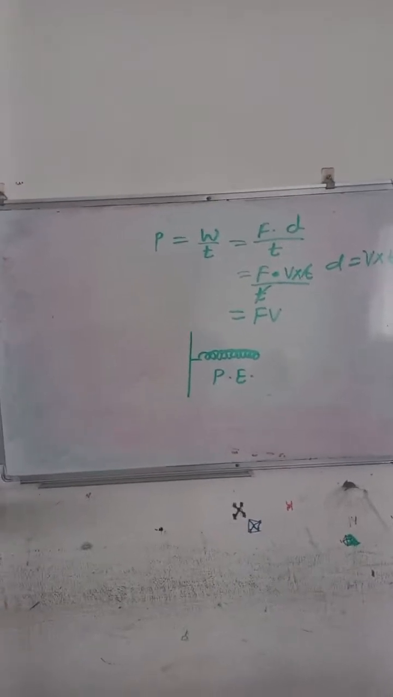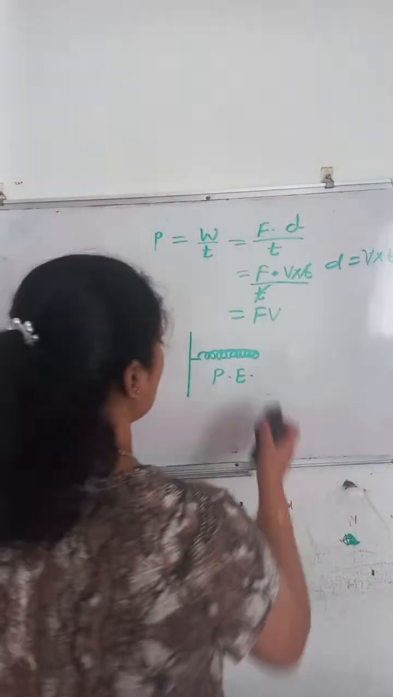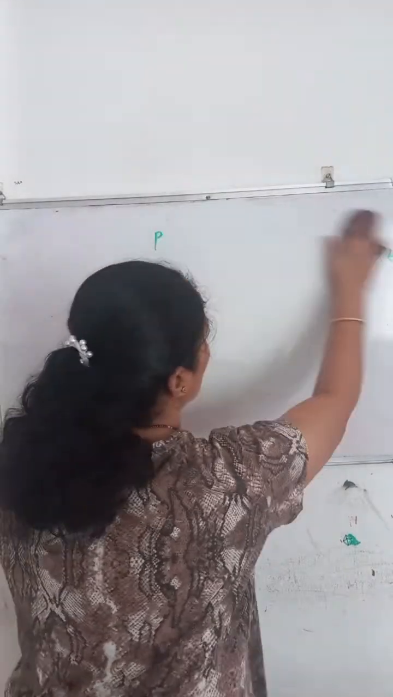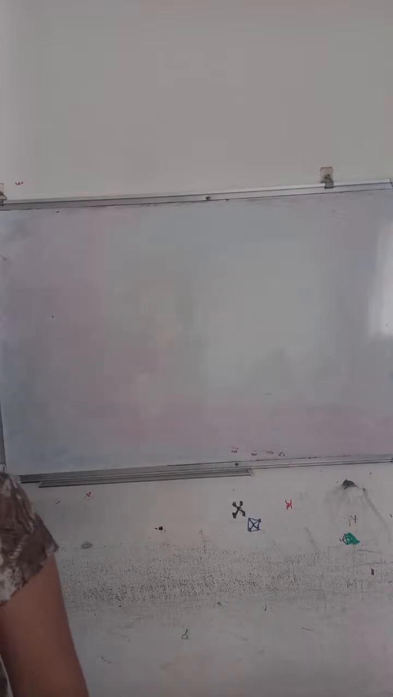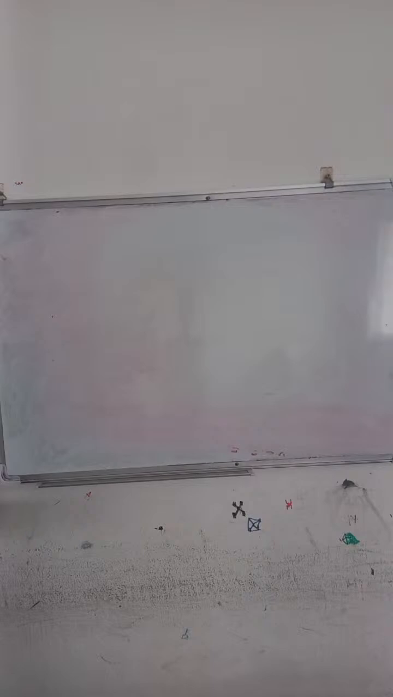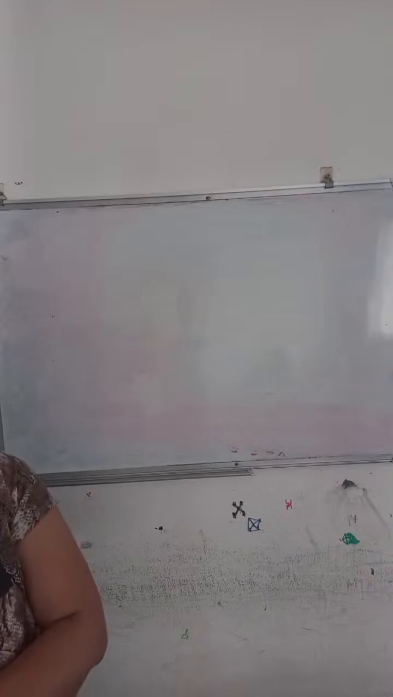Okay, we can start the light chapter. Light is nothing but one kind of radiation, and this light is also one kind of energy. With the help of this light we are able to see the things which are near to us, the things which are around us.